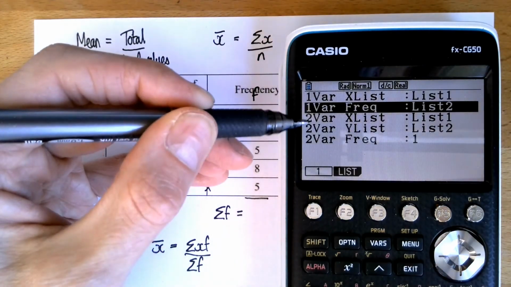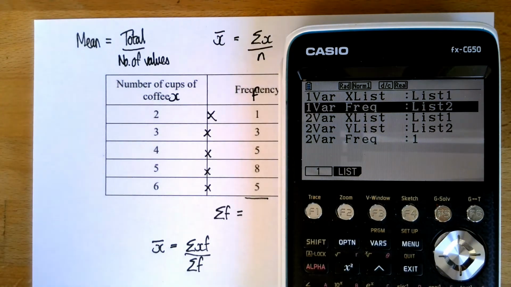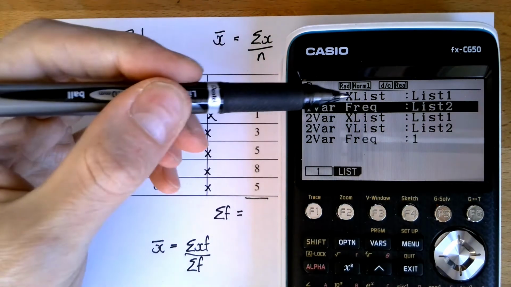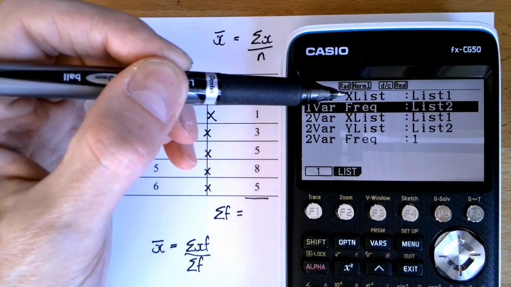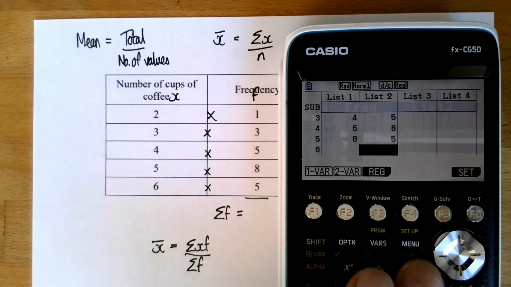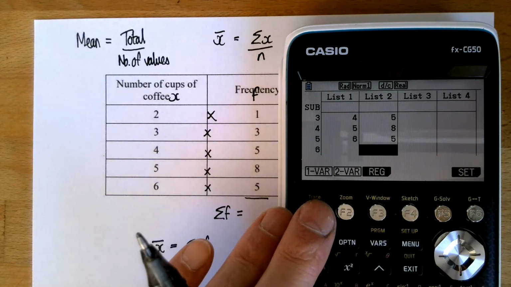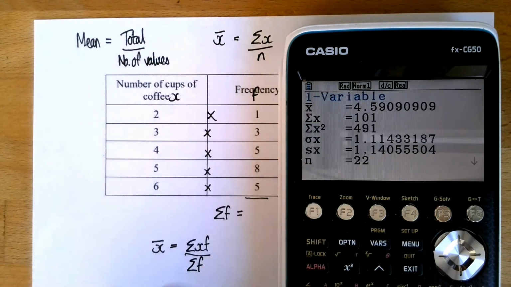Again, we're not worried about the two variable stuff because we haven't got two variables. This is just one thing we've recorded. How many cups of coffee did you drink yesterday? So that needs to be set up like that. The x list, list 1, the frequency, list 2. I'm then going to press exit to get back to the data. And then 1 var, not 2 var, because this is just one variable, to get the summaries.